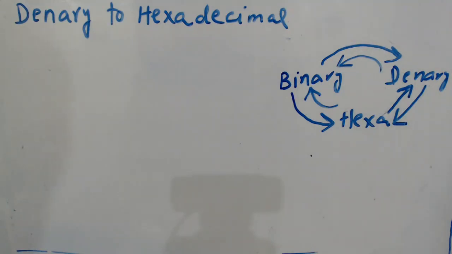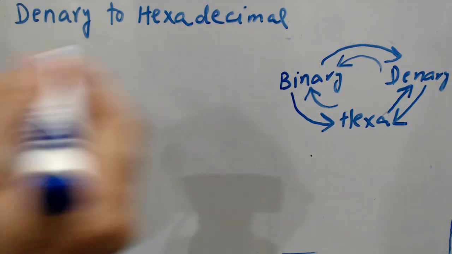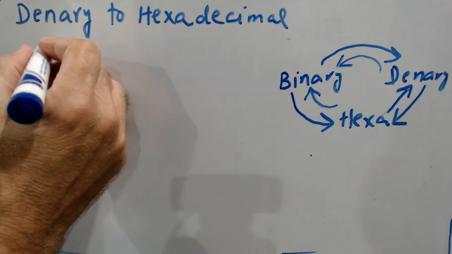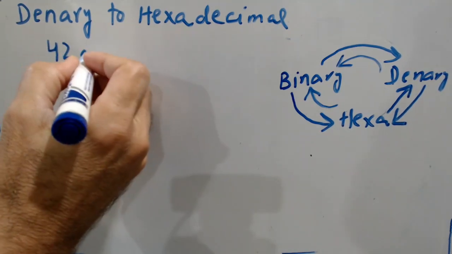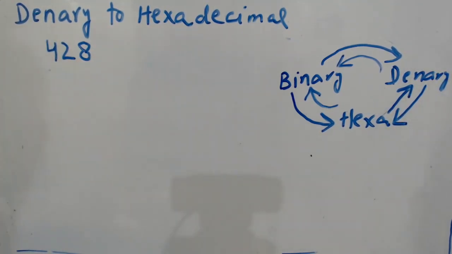In today's class, you will learn how to convert denary to hexadecimal. In the previous lecture, you learned how to convert hexadecimal to denary. Now you will learn exactly the opposite. In that case, the number calculated was 428. I'm using the same number, 428, just to make sure we get the same answer in hexadecimal.